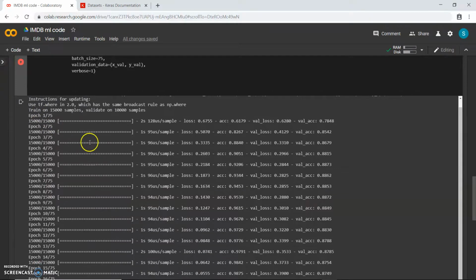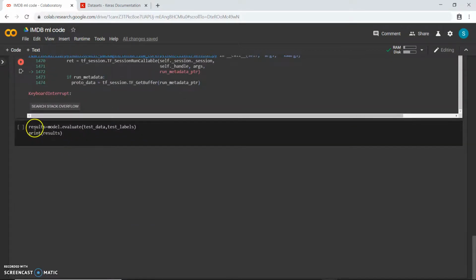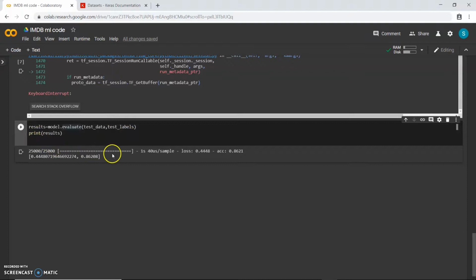I'm just going to pause that. And then at the end over here, through this results variable, we can sum up what we've done and look at our outputs. So right here we have a loss of 0.4 and an accuracy of 0.86, which is pretty good.